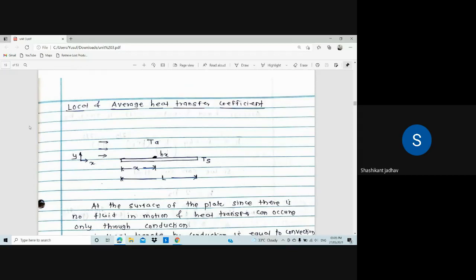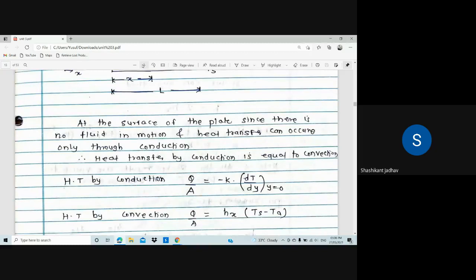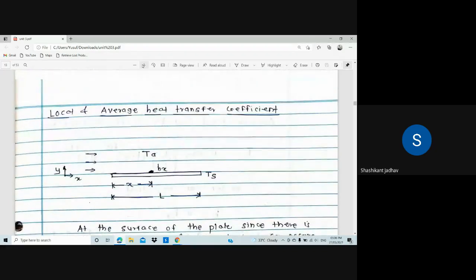Then we discussed the graph according to the Prandtl number: if Prandtl number is 1, if Prandtl number is less than 1, if Prandtl number is greater than 1. According to that, we drew the graph. After that, we discussed what is meant by mean film temperature. What is another name for the mean film temperature? That is the reference temperature. Then we discussed the characteristic length or equivalent diameter.